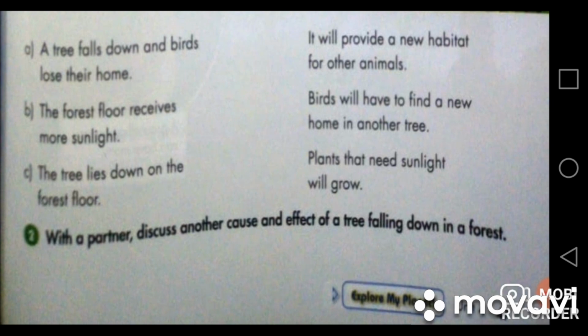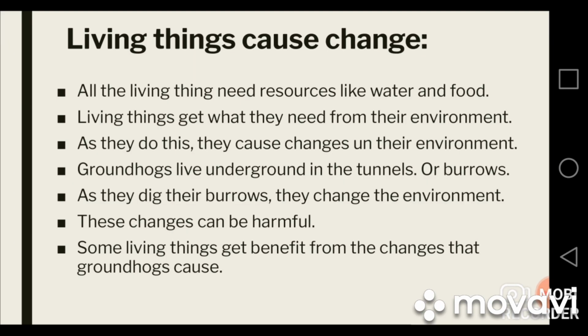In question number 2, you have to discuss another cause and effect of a fallen tree in the forest. There can be some other cause of the fallen tree. For example, the beavers may have cut down the trees to make a beaver's dam. So its effect will be that the beavers will be able to make a beaver's dam, and that will provide habitat to some water animals that cannot live in the shallow waters. Living things can also cause changes in the environment.